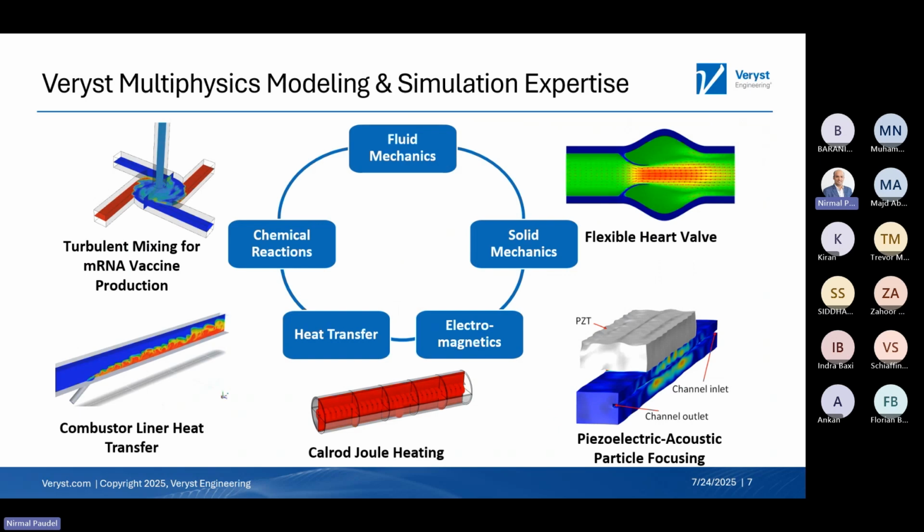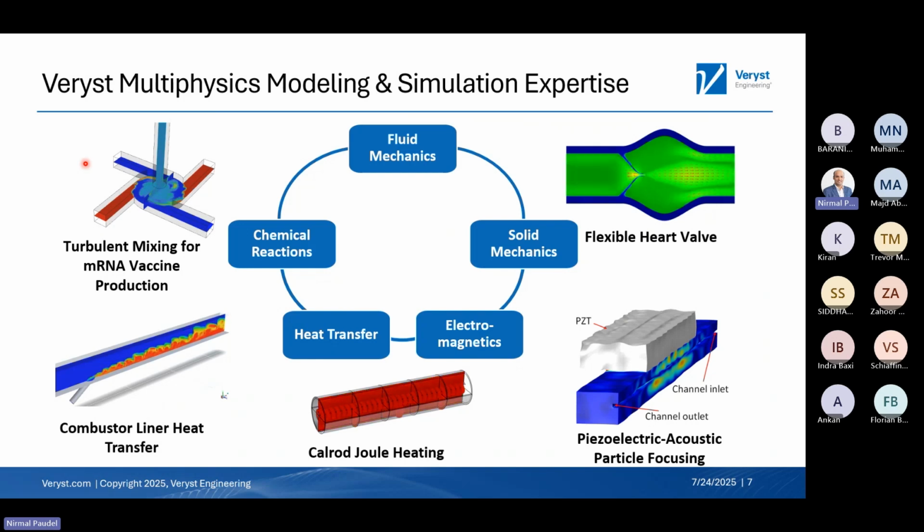Here are some examples of multiphysics simulations, combining fluid flow, solid mechanics, EM, heat transfer, or chemical reactions. The example on the top right is turbulent mixing for mRNA vaccine production. The project involves simulating turbulent flow and mixing of fluids inside a reactor used for the mRNA vaccine manufacturing process. We couple fluid dynamics with species transport to optimize how rapidly and uniformly the critical ingredients mix under high shear conditions.